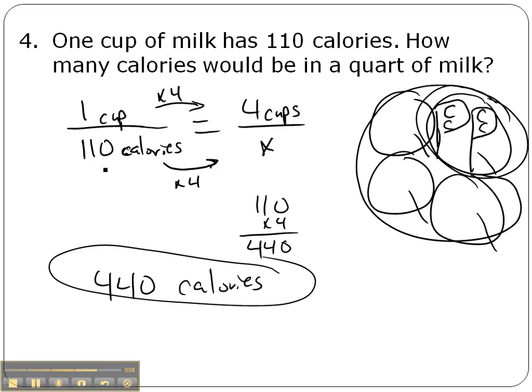Remember, if you set up a proportion and you don't see a way to get across with a factor, you can always use bat and ball, which would give us the same answer in this case. Multiply the bat. 4 times 110 is 440. Divided by 1 is still 440. So 440 calories. Okay, I'm going to pick up the review with problem 5 on the next video.